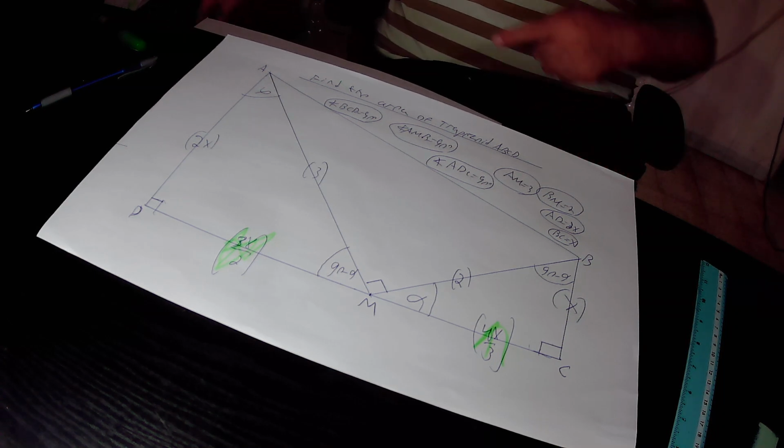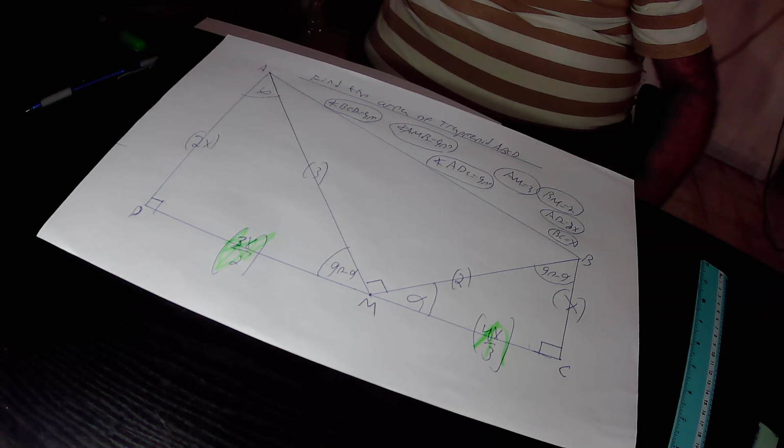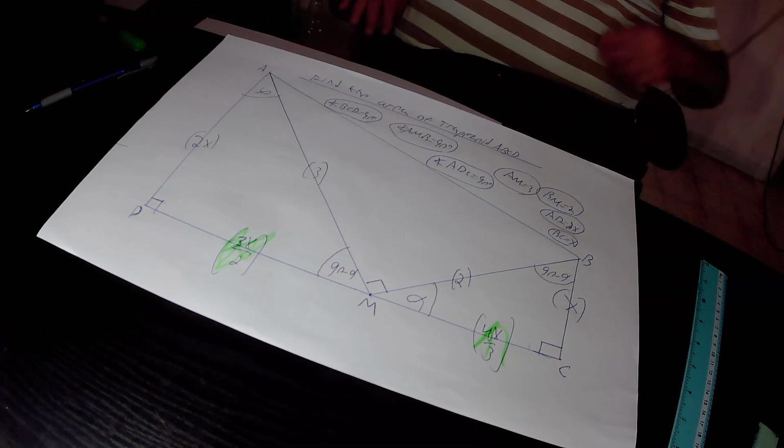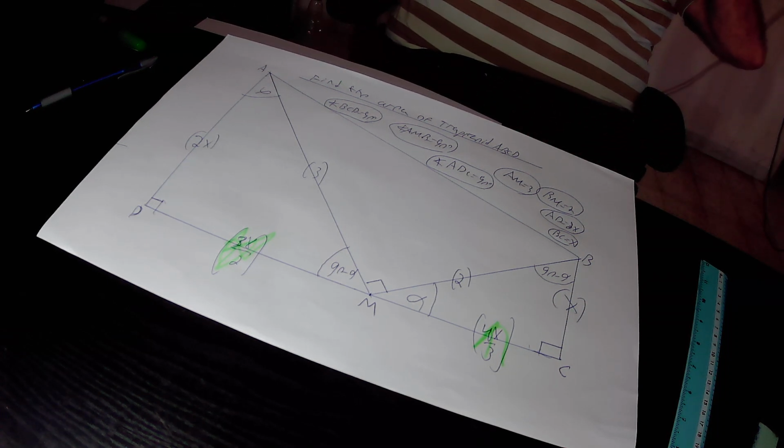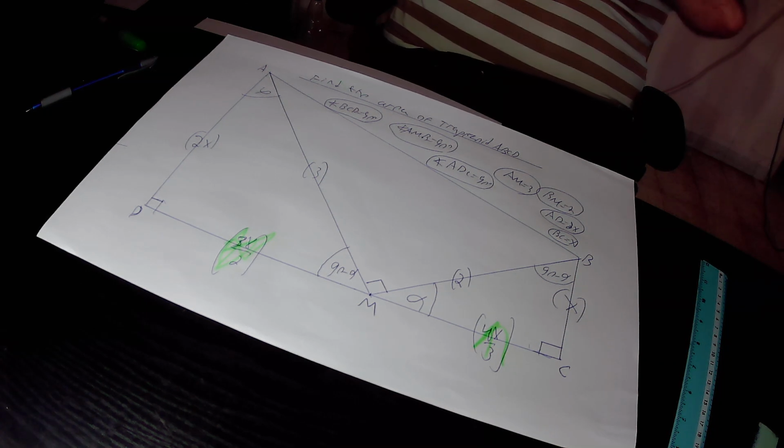Our mission is to find the area of this trapezoid ABCD. In the beginning of the lecture, I presented to you a new formula for the area of any trapezoid. According to the new formula, the area of any trapezoid equals the sum of its two parallel bases times the height over 2.